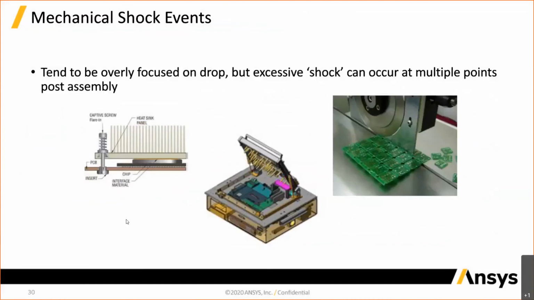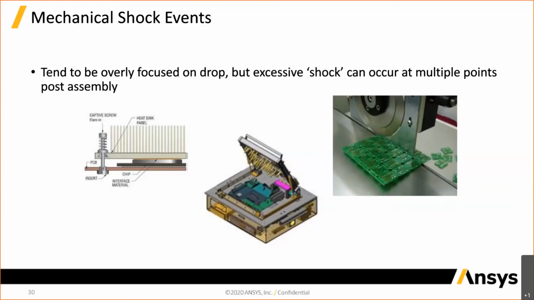Like I said, people tend to focus mostly on drop, but there are other inputs. There's the assembly process where you can get shock inputs. I've seen this happen multiple times, predominantly depaneling. Now, for depaneling, actually sawing is pretty good. This picture shows it sawing, but lots of times with a V-score route, people will cheat and just stick the whole edge of the board in a groove and bend it over and break it. And that's a big shock pulse. We've seen joints pop because of that.